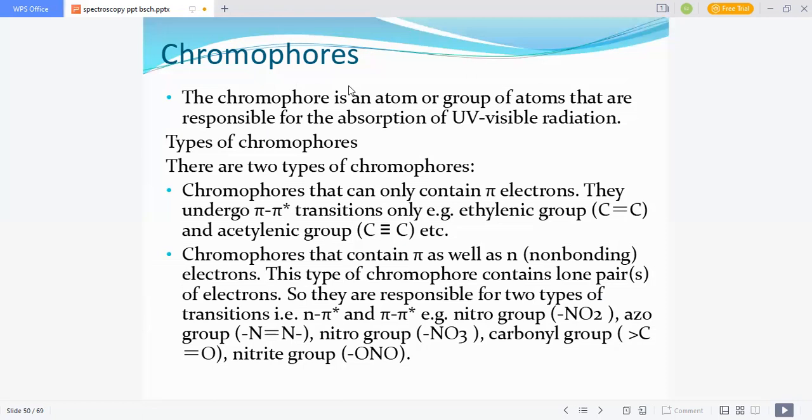They undergo pi to pi star transition only, for example the C double bond C group. Chromophores that contain pi as well as n non-bonding electrons contain lone pairs of electrons, so they are responsible for two types of transition: n to pi star and pi to pi star. Examples are the nitro group NO2, azo group N double bond N, nitrate group NO3, and carbonyl group C double bond O.